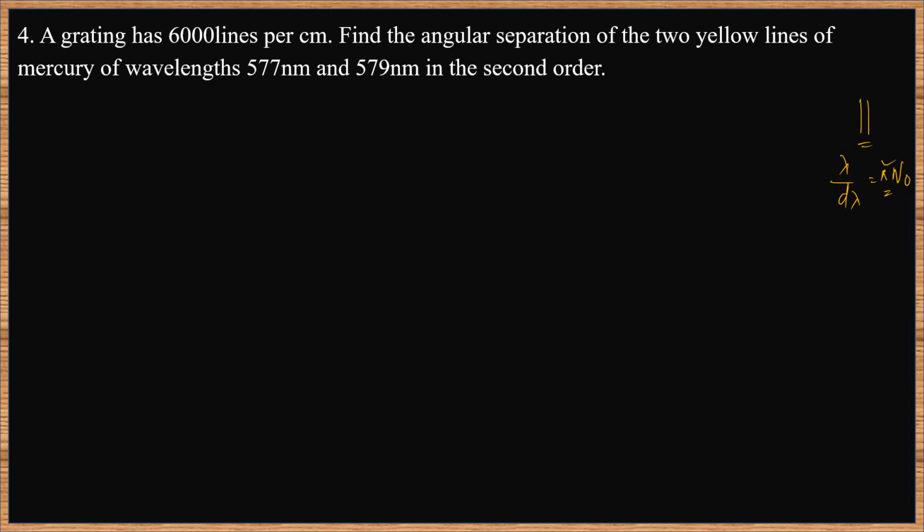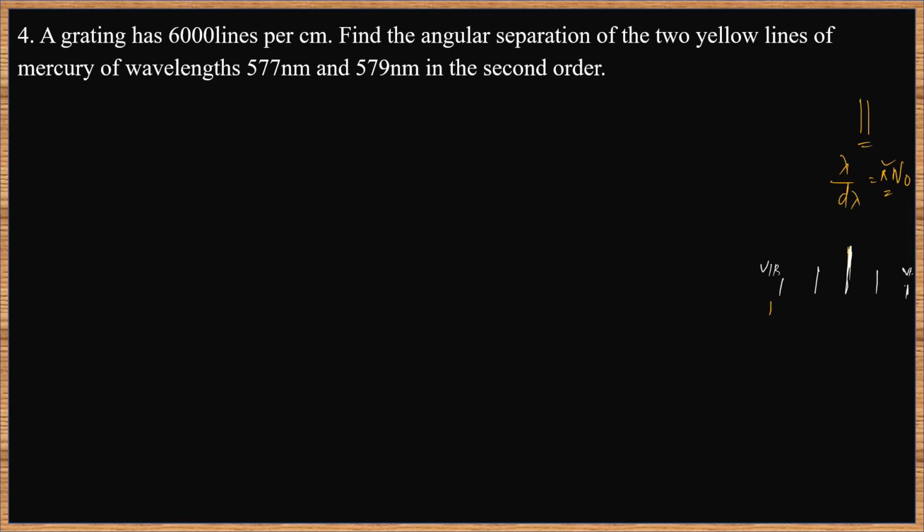A grating has 6000 lines per centimeter. Find the angular separation of the two yellow lines of mercury wavelength. So we need to find the angular separation between these lines. Here we have the first order, the central maxima, and the second order. In the second order also we can see the lines.